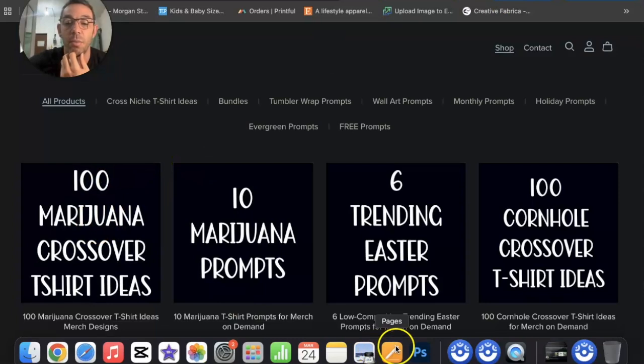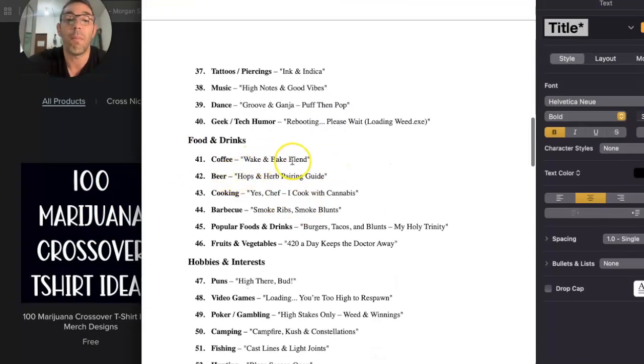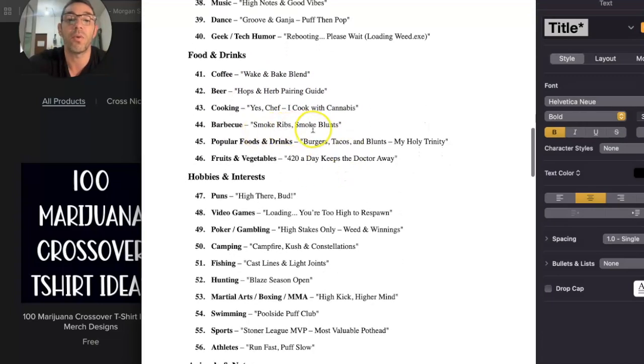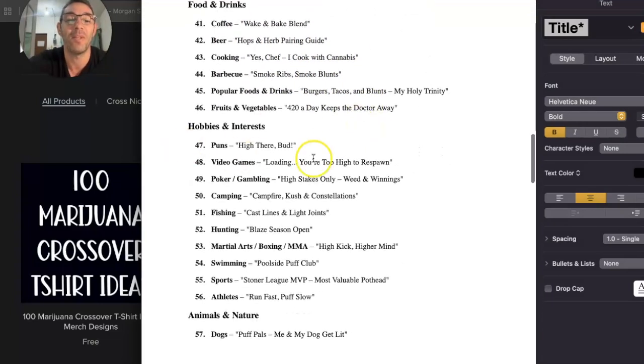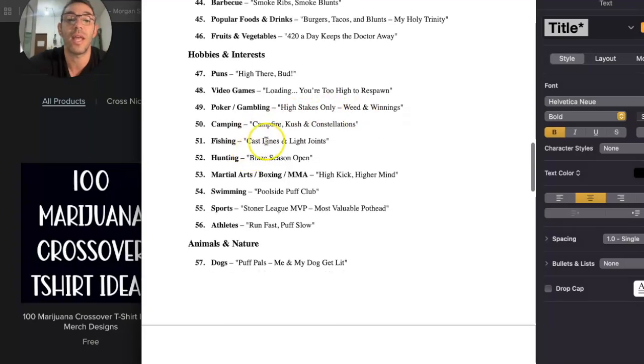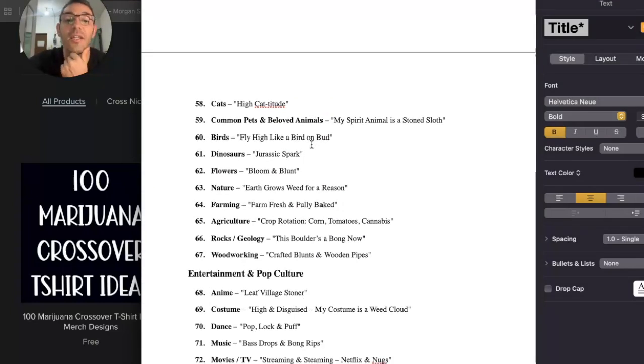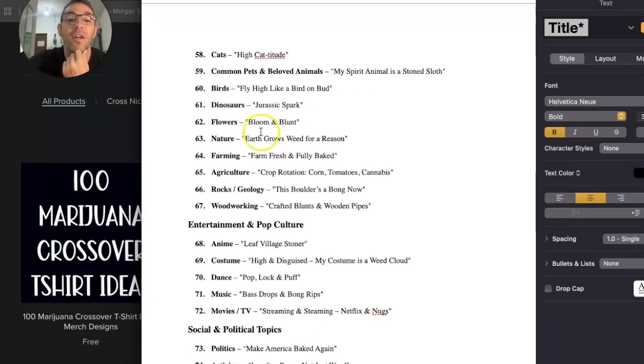Let's go back and take a look at that, see if we can find some other ones. So food and drink, wake and bake blend, beer, hops and herbs pairing guide, barbecue, smoke ribs, smoke blunts. Hobbies and interests, video game: loading, you're too high to respond. Poker, gambling, high stakes only, weed and winnings. Camping, campfire, kush and constellations. Fishing, cast lines and light joints. So you can see it's giving us some really good ideas here that we might not have thought of.